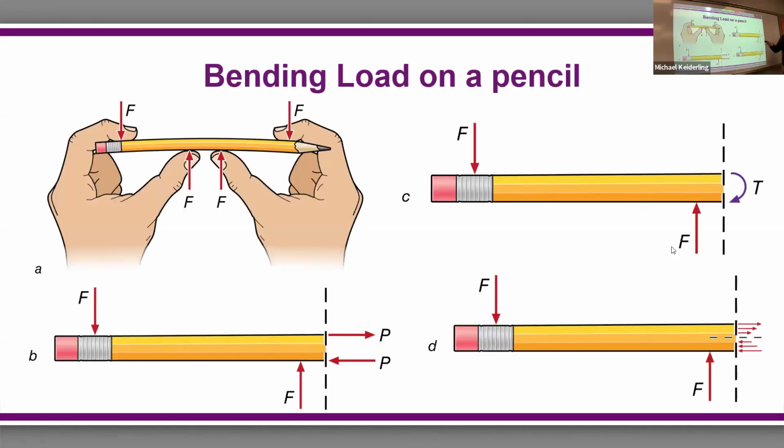So here we have a bending load on a pencil. Now 2 forces down on the ends, 2 forces up in the center. And what you get is a force of tension on top and compression on the bottom. And so the stress varies through the pencil. You have tensile stress on top and compressive stress on the bottom, and the whole thing has a torque. You know, it's trying to rotate around this slice.